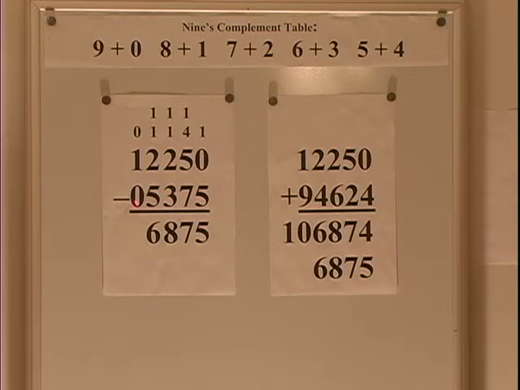What number added to 0 gives you 9? 9. What number added to 5 gives you 9? 4. What number added to 3 will equal 9? 6. What number added to 7 will equal 9? 2. And what number added to 5 will equal 9? 4. Now that I have the 9's complement of the subtrahend, I proceed to add.